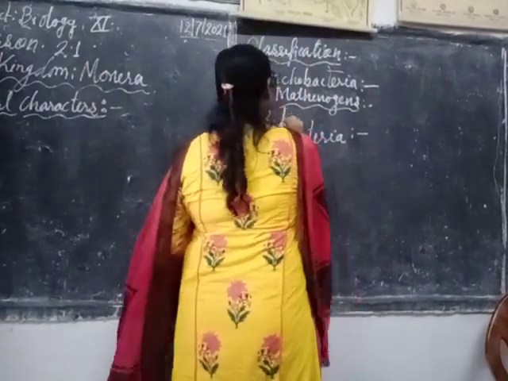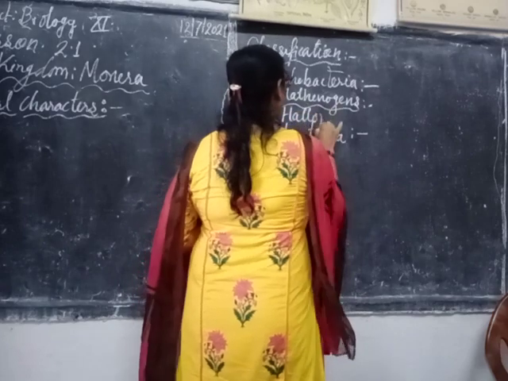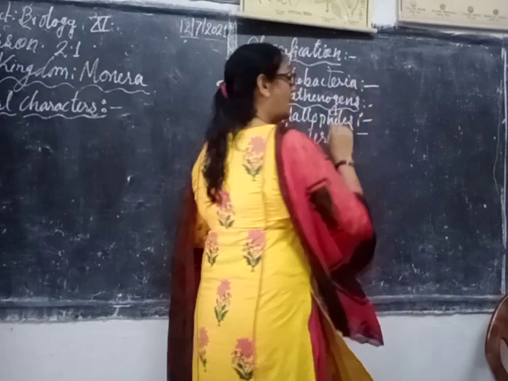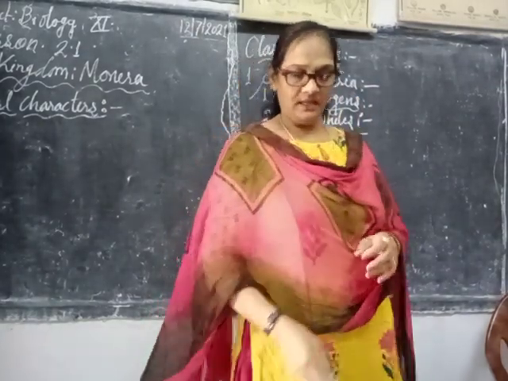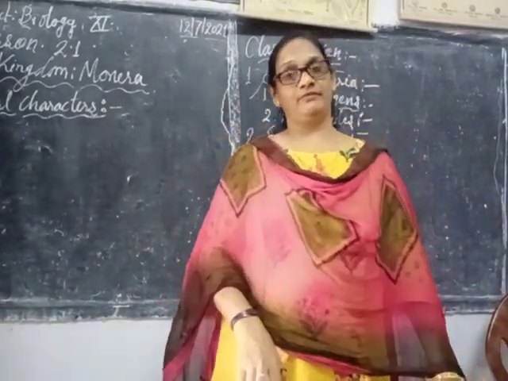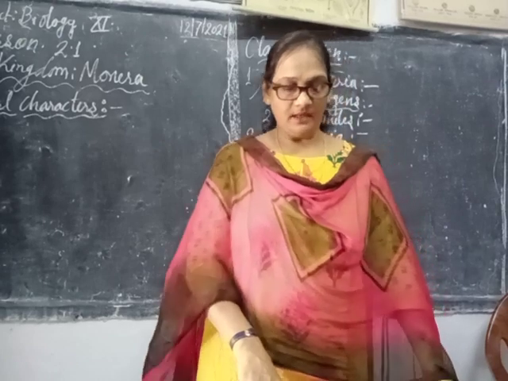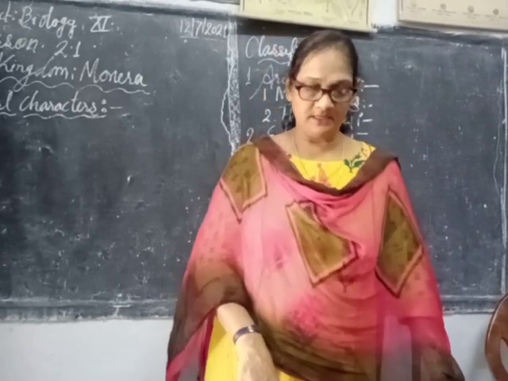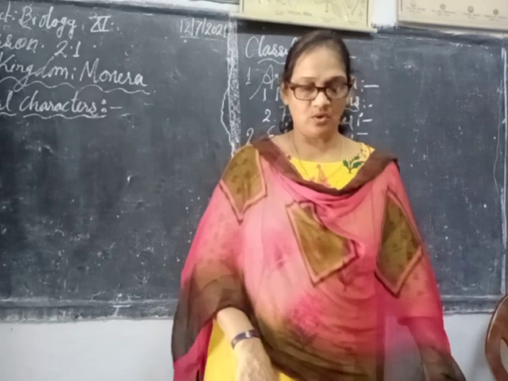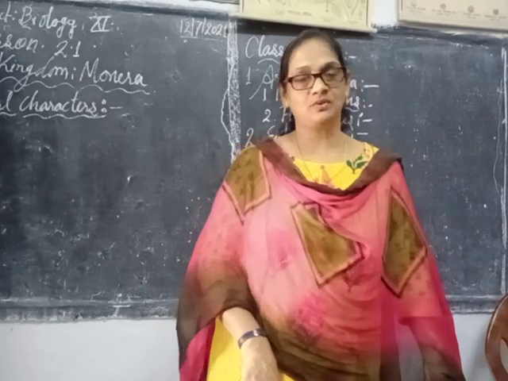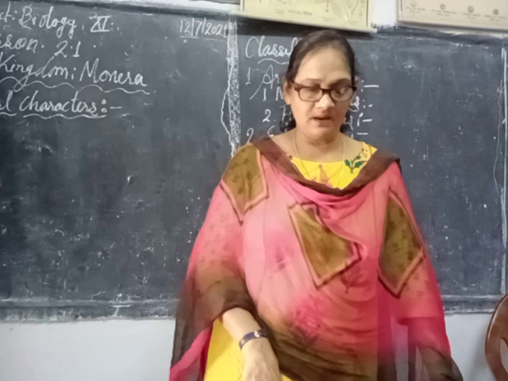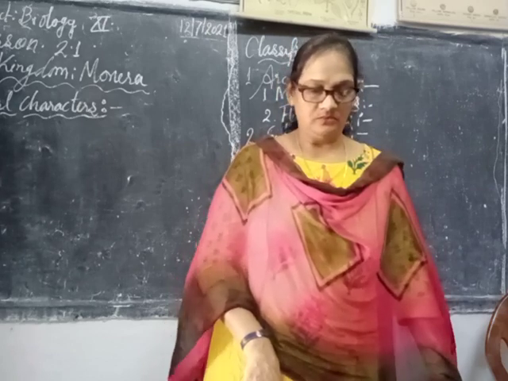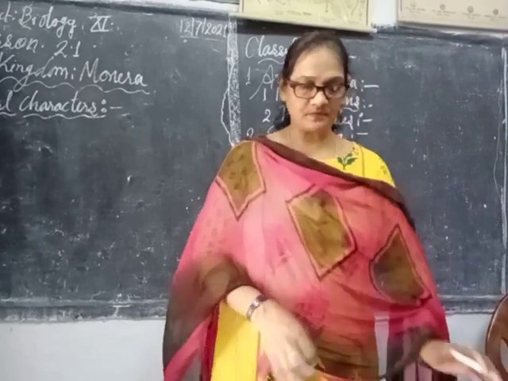The second one is halophiles. Dear students, halophiles means salt loving. This group contains anaerobic bacteria living in extremely concentrated brine salt solutions. They grow there, so they are called salt loving. Examples: Halobacterium and Halococcus.